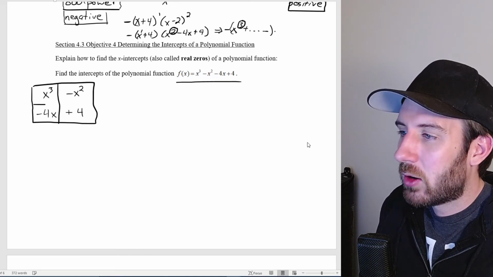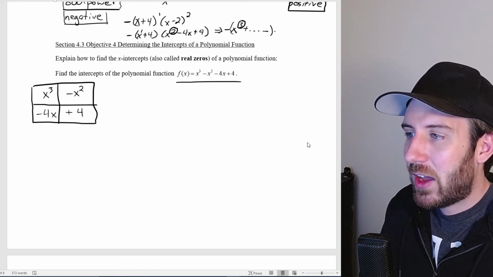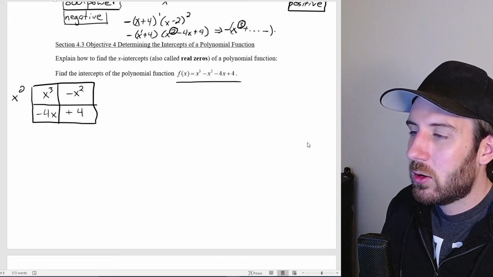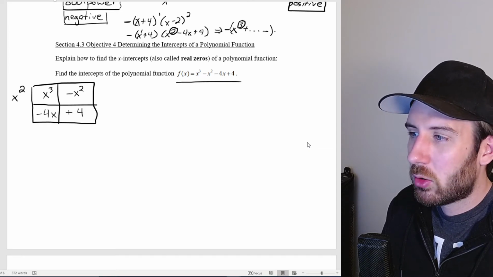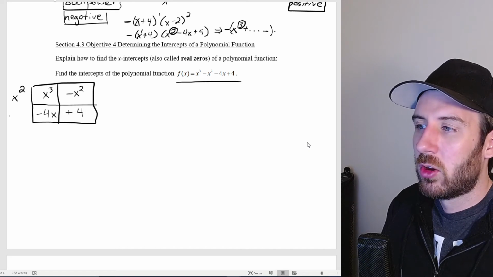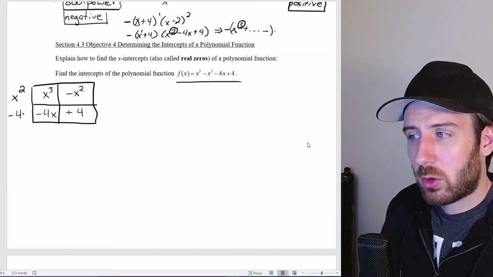Because in my rectangle diagram, I'm just going to be grabbing out those common sides. Like here, the common factor for x cubed and a negative x squared would be an x squared. And then over here, it would be negative 4x, or just, we could make it just -4, not times x, because this other one doesn't have it.